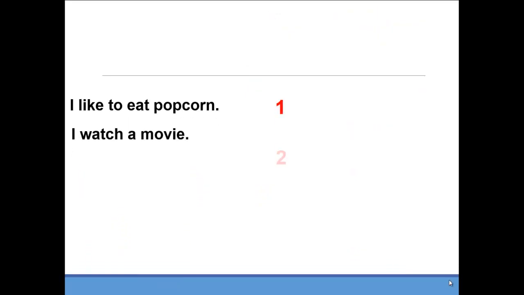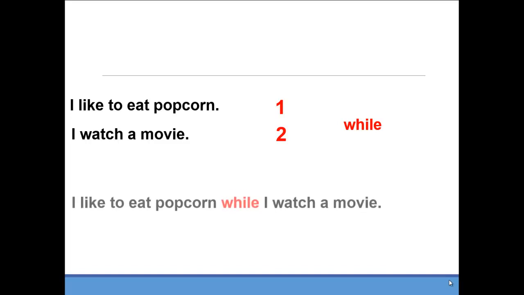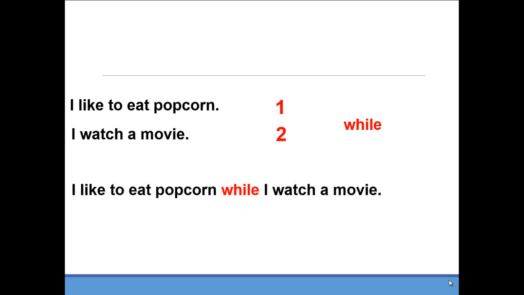Great. I like to eat popcorn. I watch a movie. Let's try to use the subordinating conjunction while. What does it mean? It means during. So I like to eat popcorn during watching the movie. That is the meaning of the subordinating conjunction while. Let's use it. I like to eat popcorn while I watch a movie. During, in the time of watching the movie.